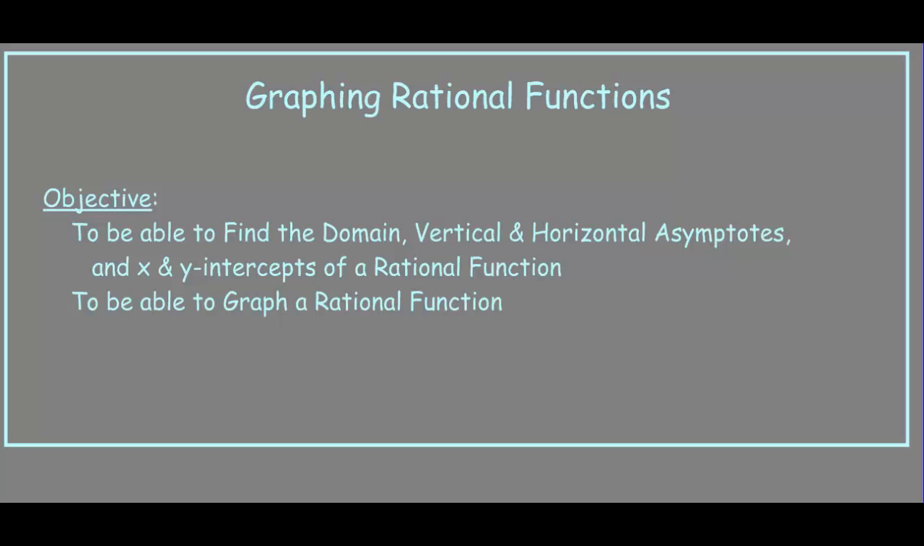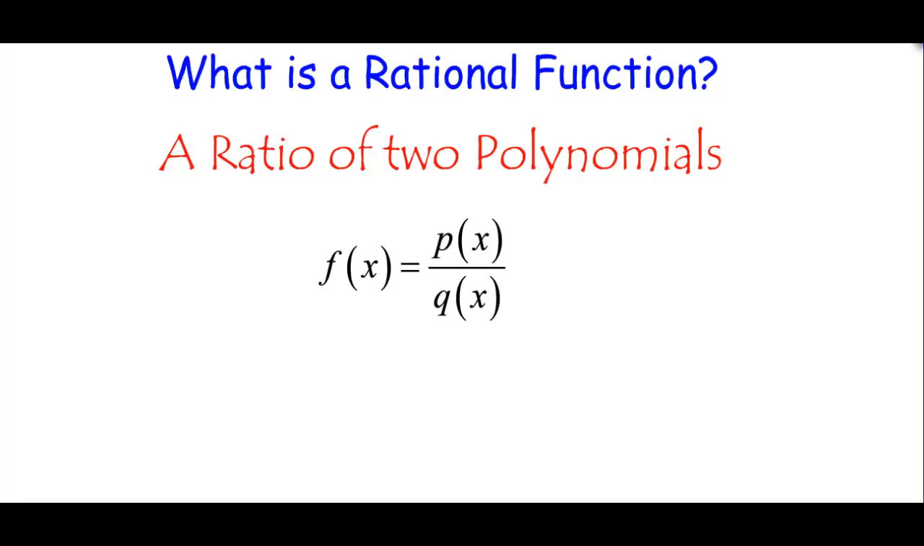Today we're going to look at graphing rational functions. Our objective is to be able to find the domain, vertical and horizontal asymptotes, and x and y intercepts of a rational function, and to be able to graph a rational function. So what is a rational function? It's a ratio of two polynomials.